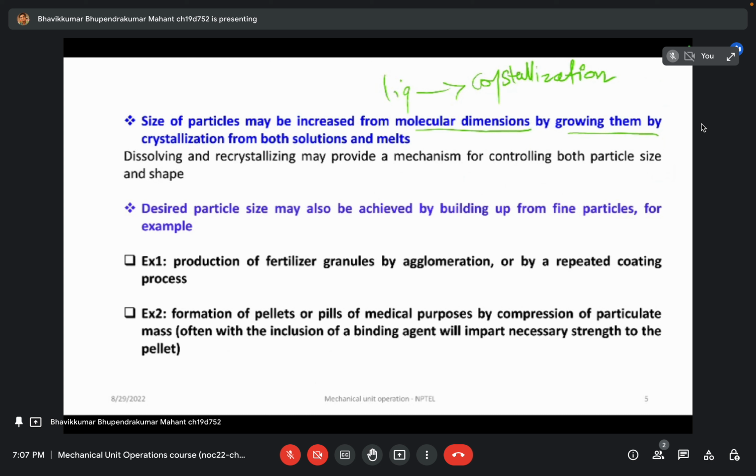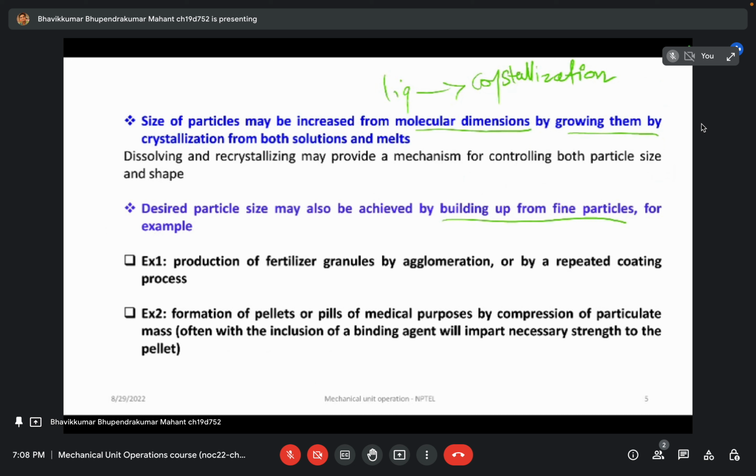And the desired particle size may also be achieved by building up fine particles. There are two methods which we can use for achieving the desired particle size. Why do we go for each and every method? Because there are some questions in the assignment which we can solve if and only if you have a very good understanding of the theoretical concept.